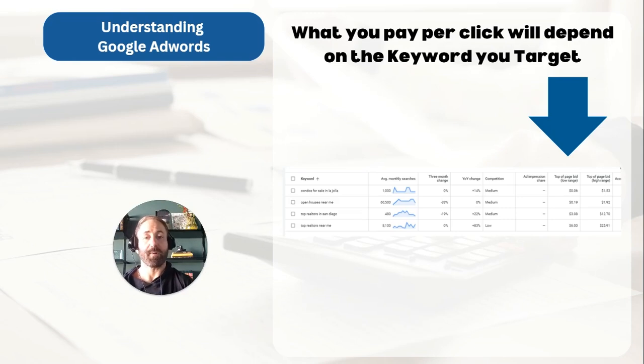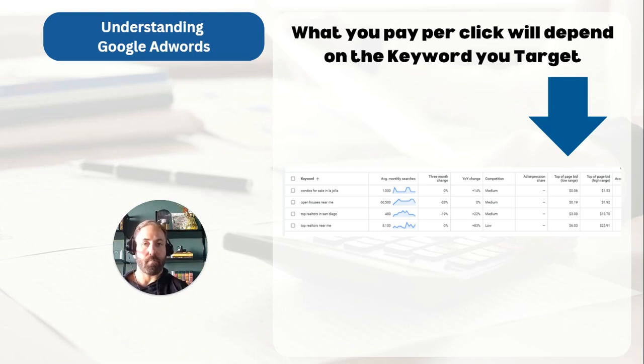Now, what you pay per click is going to be dependent on what keyword you actually target. So if you target the keyword or phrase top realtors near me, maybe you'd love to rank for that term because you know that person's looking for a realtor. But to be at the top of the page, you're going to be looking at like $26 per click, which is extremely expensive. And remember, clicks are not leads. You've got to then take them to a landing page and then convert them from there.